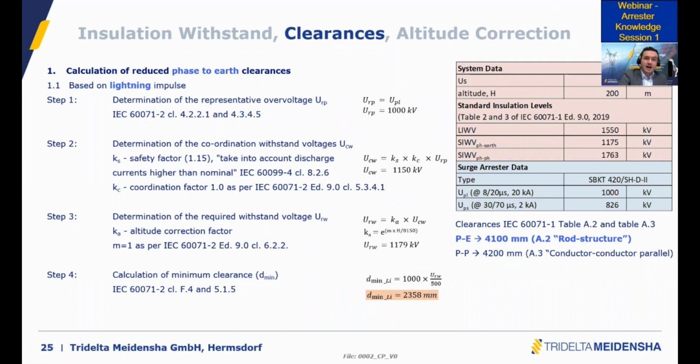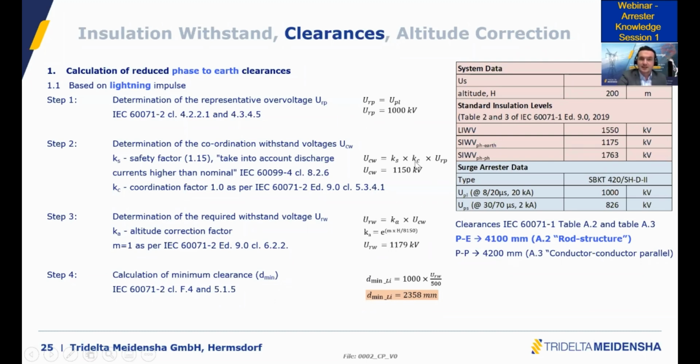Then, because we are talking about lightning, the IEC 671-2 is giving us, let's say, a linear characteristic to define the clearances based on this required withstand voltage. So there is a ratio, actually a ratio of 2. So for 1179 kV withstand voltage, we need a clearance of 2.39 meters.